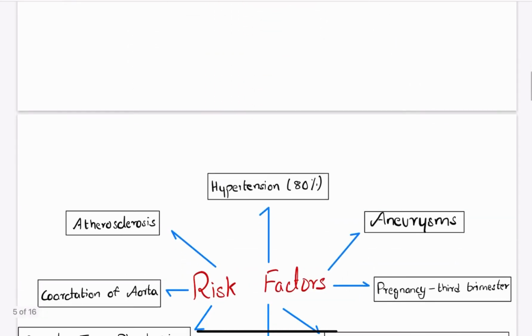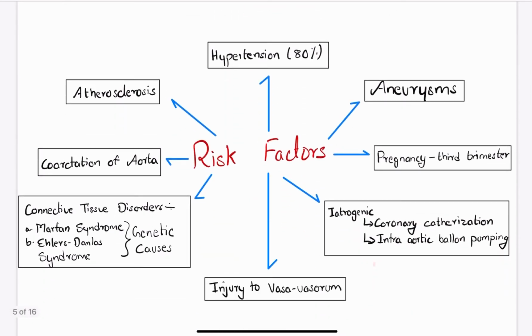So, what are the risk factors for aortic dissection? The major risk factor is hypertension, which accounts for around 80% of the cases. Other risk factors include atherosclerosis, coarctation of aorta, and connective tissue disorders like Marfan syndrome and Ehlers-Danlos syndrome. These two are genetic causes. They tend to weaken the aortic wall, and this might cause easy tearing of the tunica intima.